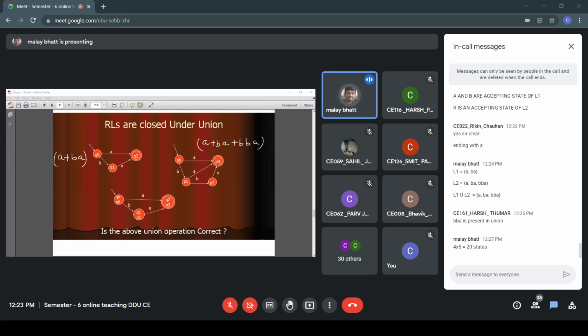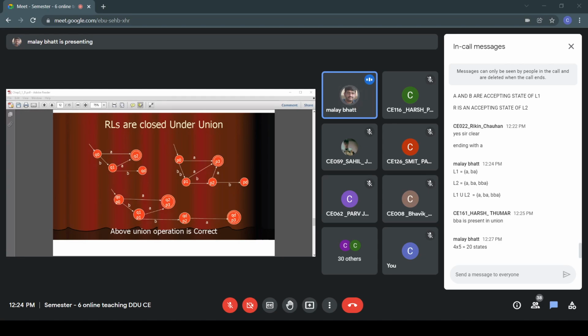So now when you consider the final diagram, you can see that the string A is accepted, then string BA is also accepted, and the string BBA is also accepted. Right? You can see that string A is accepted, string BA is accepted, and string BBA is also accepted. And it is the valid operation.